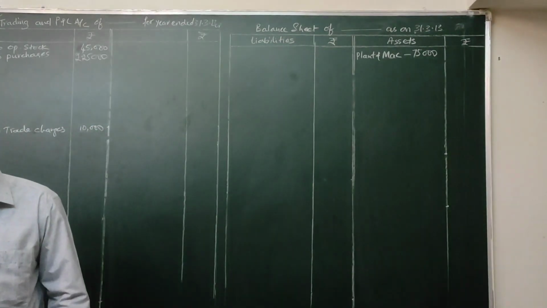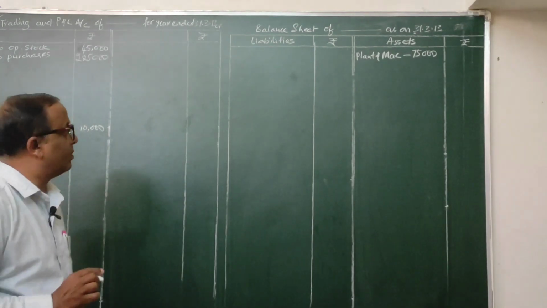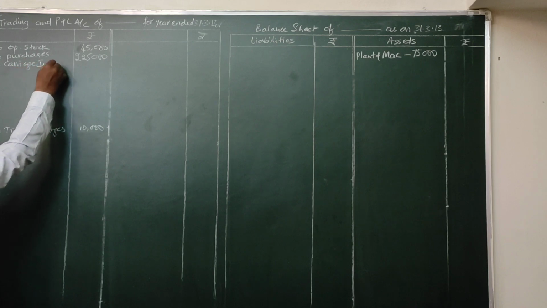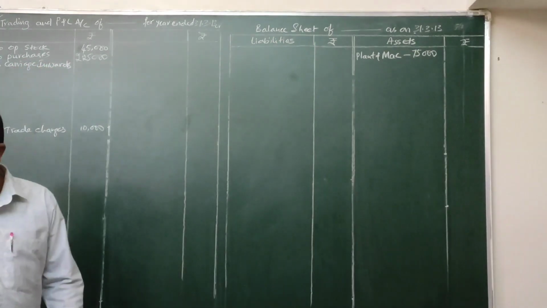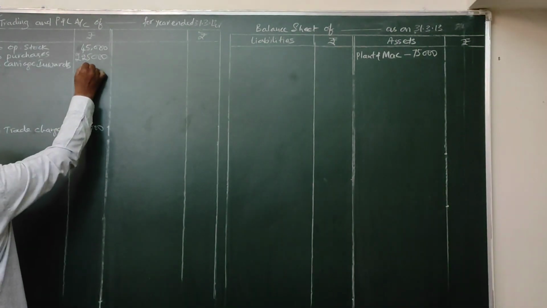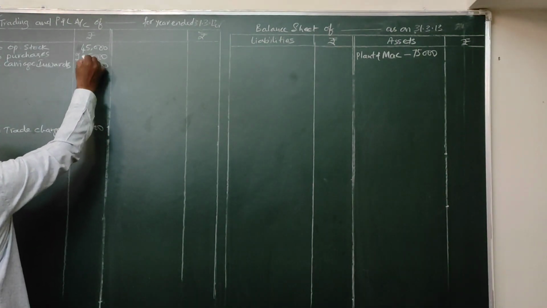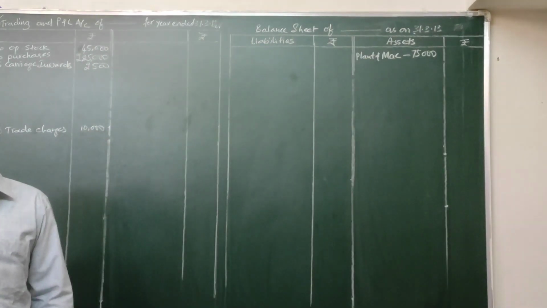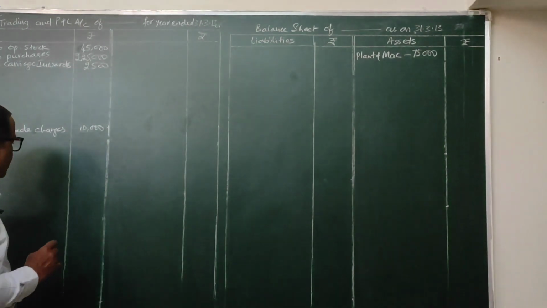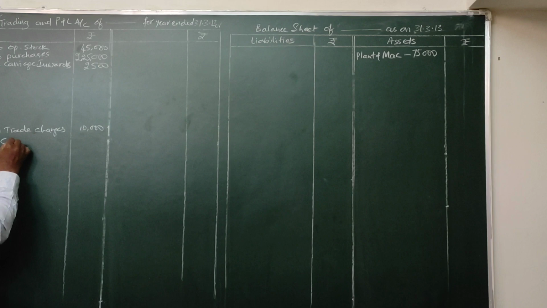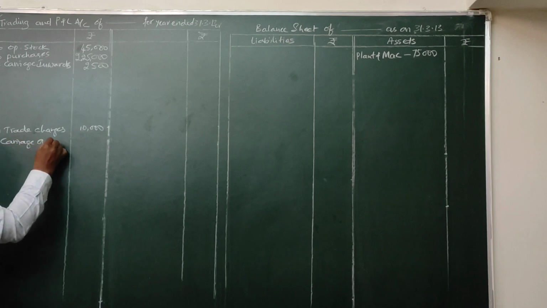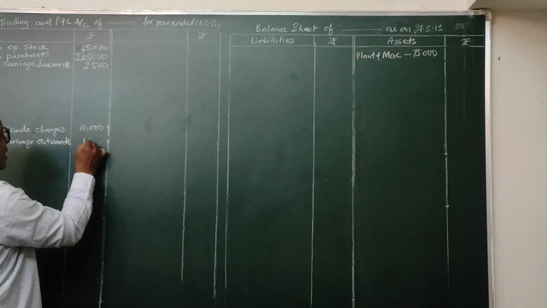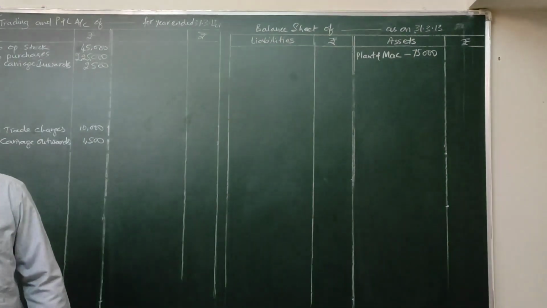Then carriage inwards is the direct expenditure, trading account debit side. To carriage inwards 2,500. So 2,500 we will take it in the outer column. Then again carriage outwards is an indirect expenditure, profit and loss account debit side. To carriage outwards. How much is it? 1,500. Take 1,500.